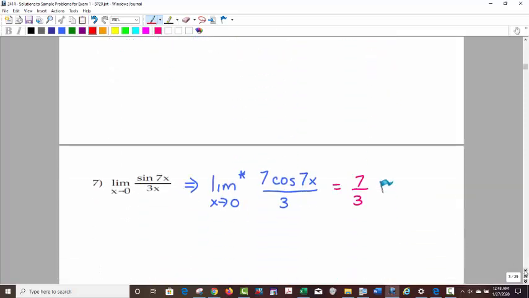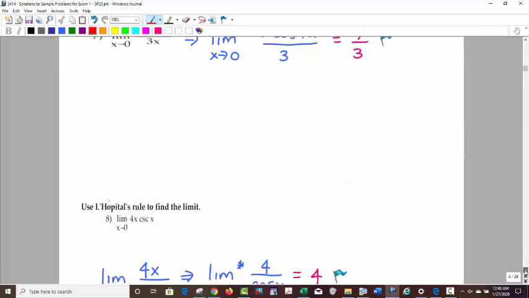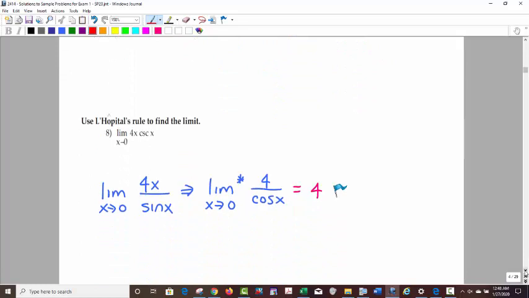Number 7. Sine of 7x over 3x. That's 0 over 0, so we can take L'Hopital's rule. It's going to be 7 cosine of 7x because of the chain rule, 3 on bottom. Put in 0. Cosine of 0 will be 1. And then we have 7 thirds. So that one wasn't too bad. Just 1 L'Hopital's rule and plug 0 back in there.